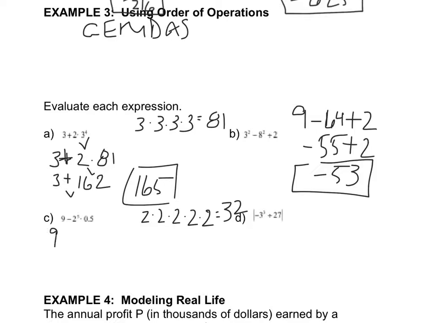So I'll bring down all my numbers here. 9 minus 32 times 0.5. Don't fall into the trap of doing 9 minus 32. We focus on this multiplication, which gives me 32 times 1/2, really, is now 9 minus 16. 9 minus 16 I can finally do to get a negative 7.